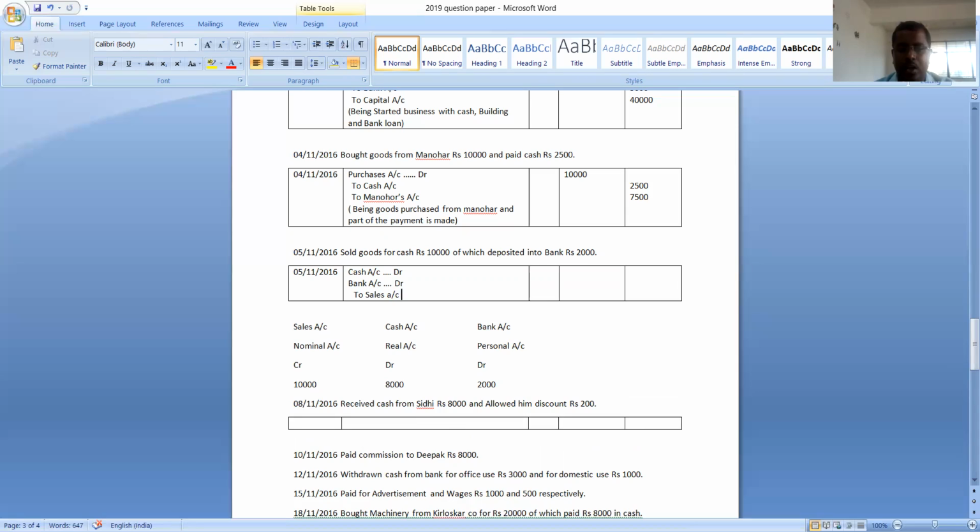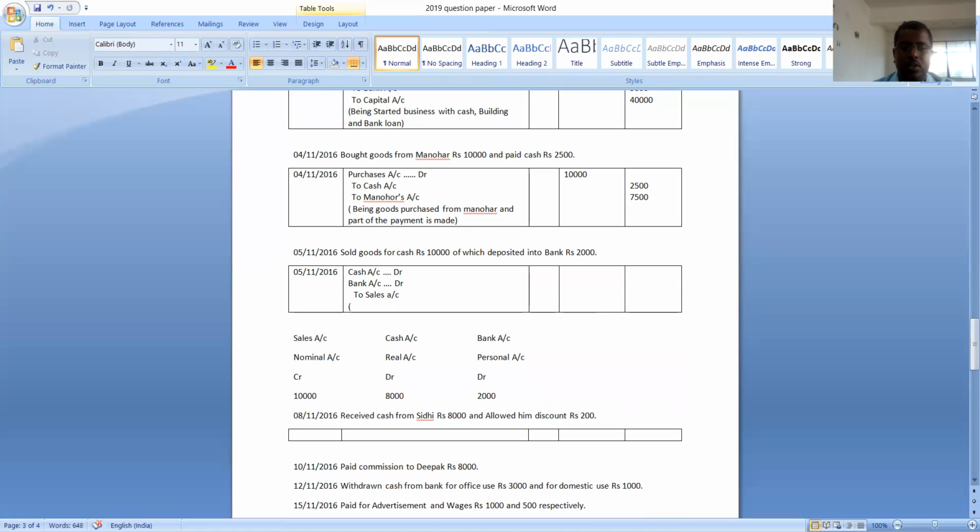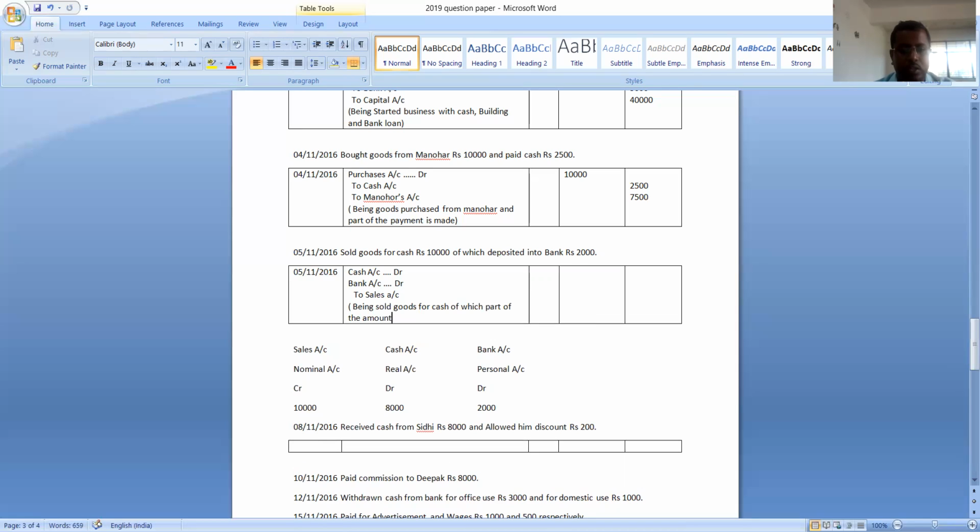So to sales account. What is the narration now? Narration is: being sold goods for cash, of which part of the amount is deposited into bank. This is how we need to write the narration.